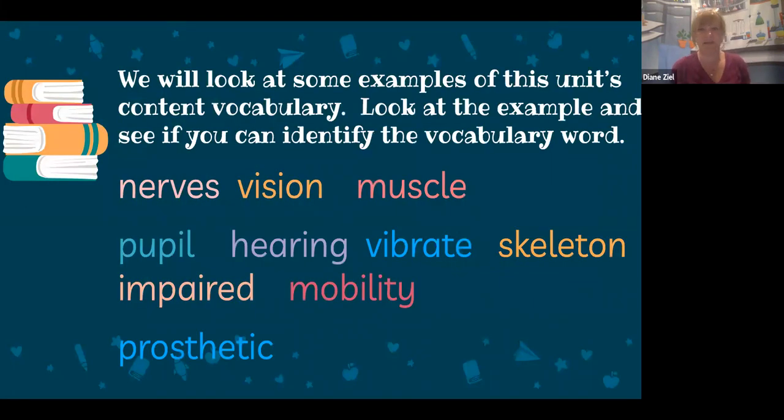Now let's look at some examples of the content vocabulary from Unit 5. Again, we'll look at examples and pictures and see if you can identify the vocabulary word that matches the picture. We'll review the words nerves, vision, muscle, pupil, hearing, vibrate, skeleton, impaired, mobility, and prosthetic.